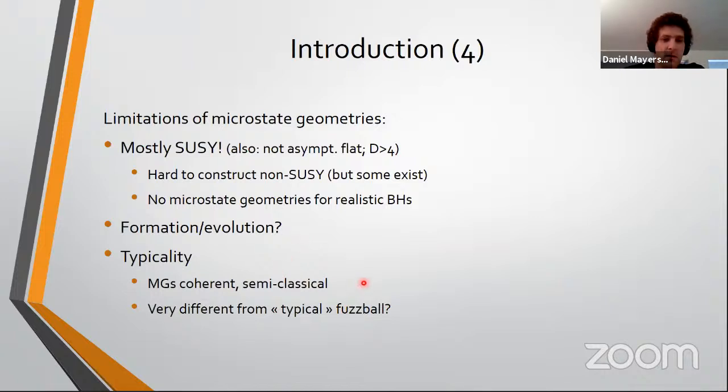And then finally, like I was saying, microstate geometries are these coherent semi-classical states. So they're not a generic state, right? They're a very, very special kind of state. And so an objection that you might have is that they could be very different from a typical fuzzball, right? Because a typical fuzzball is going to be some generic quantum stringy superposition of all kinds of states, and so might have very little to do with the semi-classical states that we can actually study, right?